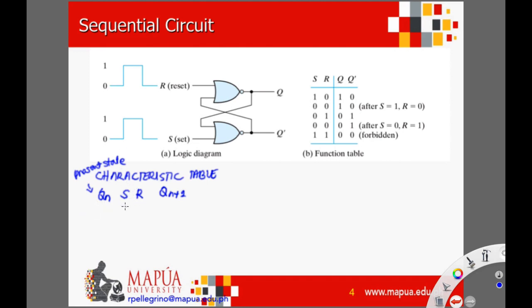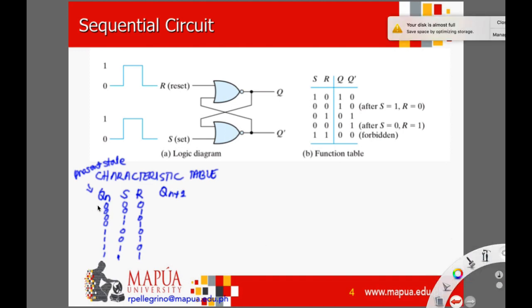If we have these 3 inputs, how many combinations do we have there? We have 1, 2, 3, 4, 5, 6, 7, 8. So for S we have 0, 0, 1, 1, 0, 0, 1, 1. For R also, we have 0, 1, 0, 1, 0, 1, 0, 1. Now let me just put a line here so that it will not be confusing.